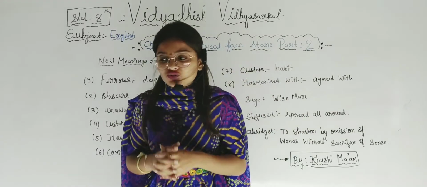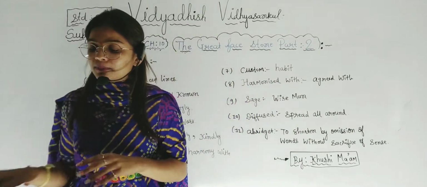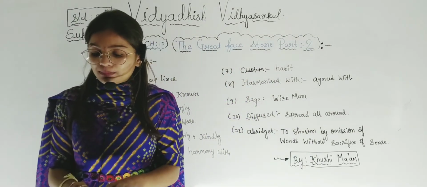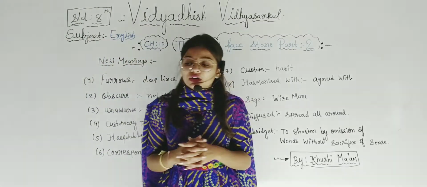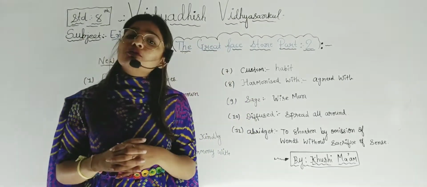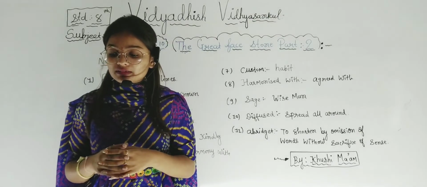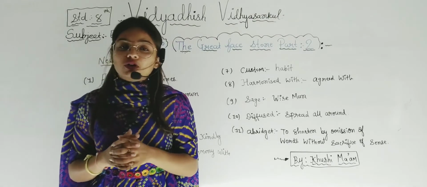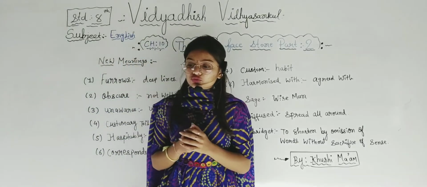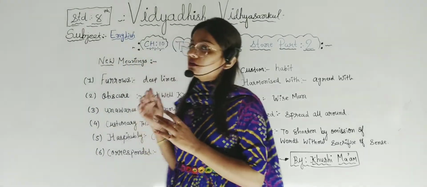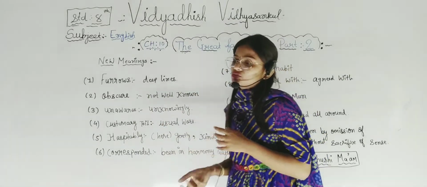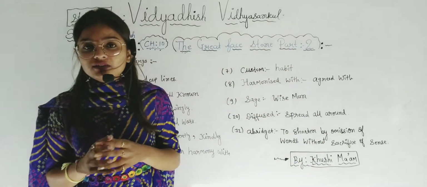Now going to the explanation part of this chapter. Okay students, again I repeat, who is the author of this chapter? That is Nathaniel Hawthorne, right? We have to remember who is the writer of this chapter. That is Nathaniel Hawthorne. Okay, students, I hope you are all clear with those words, right? So now going to the explanation part.